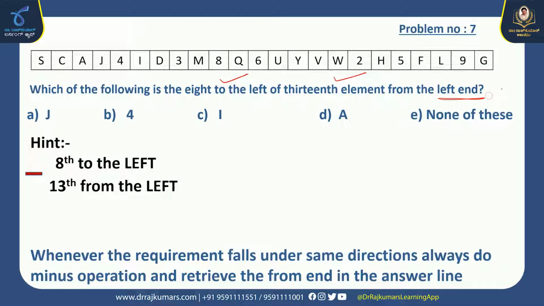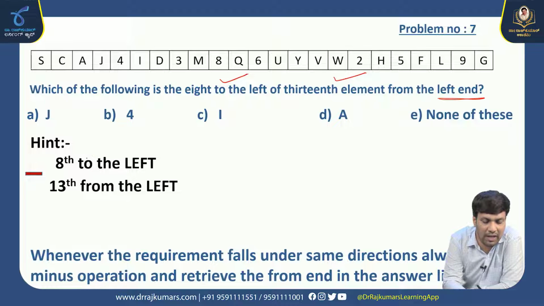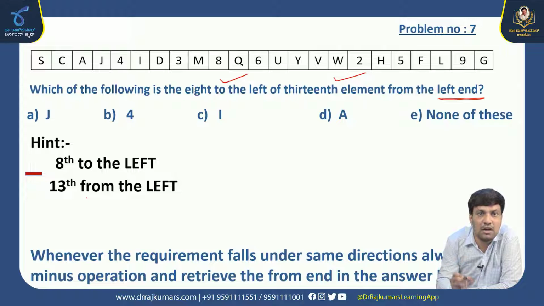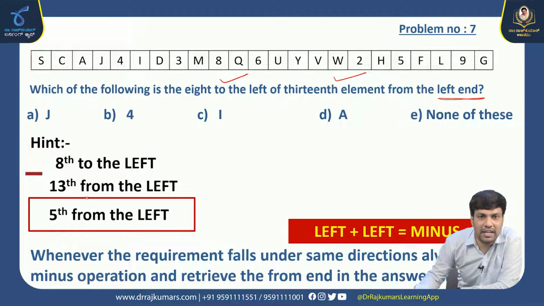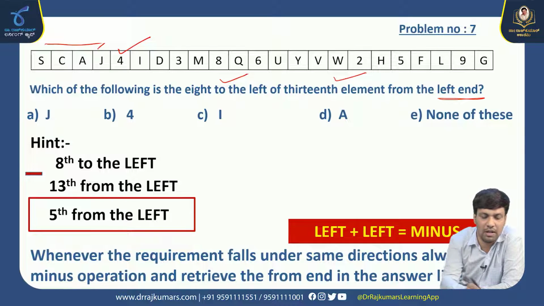As we discussed earlier, whenever the requirement falls under the same direction category, you always do a minus operation and retrieve from end in the answer line. The first one is to end and the second one is from end. You have to retrieve the line which has the word from. Left plus left means minus. 13 minus 8 means 5, and we need to retrieve from end in the answer line. That is fifth from the left. When we search the fifth element from the left end, we have 4. So the right option for this question is option B, 4.